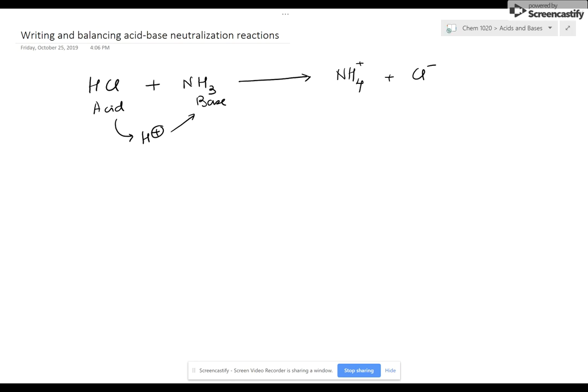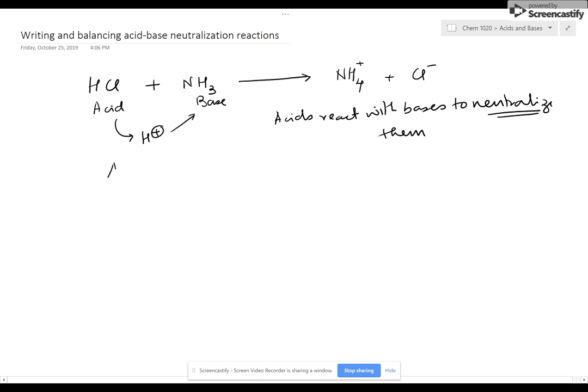And the reason it's called a neutralization is because we basically say that acids react with bases to neutralize them. Simple as that. That's why an acid-base reaction is also called a neutralization reaction.